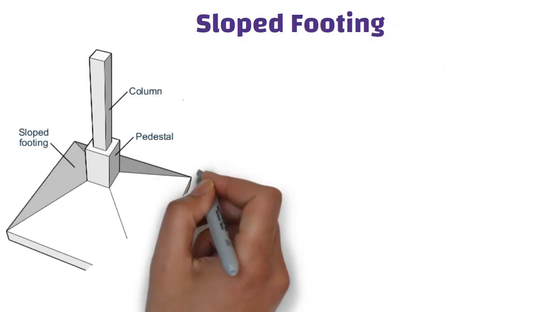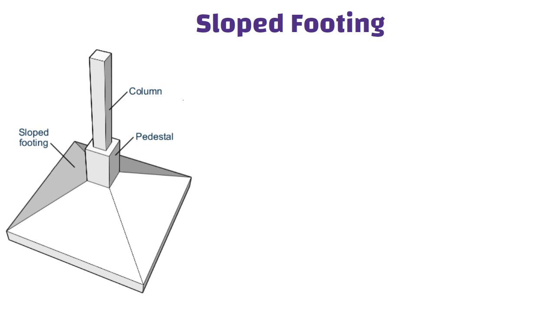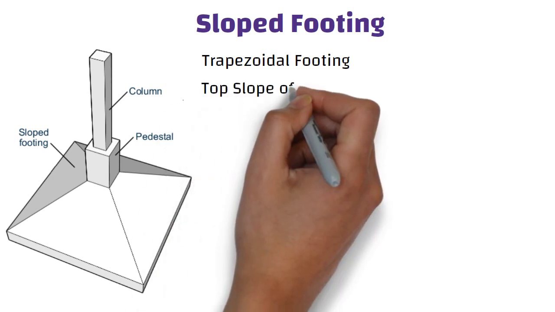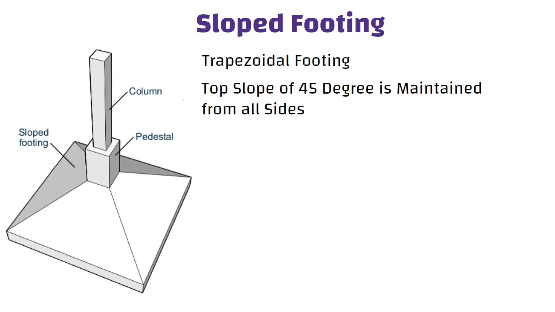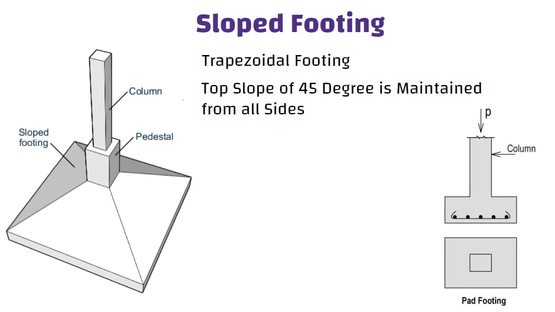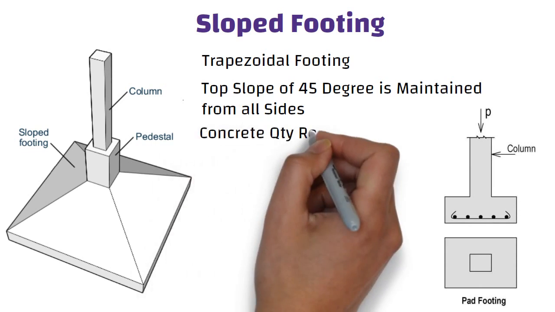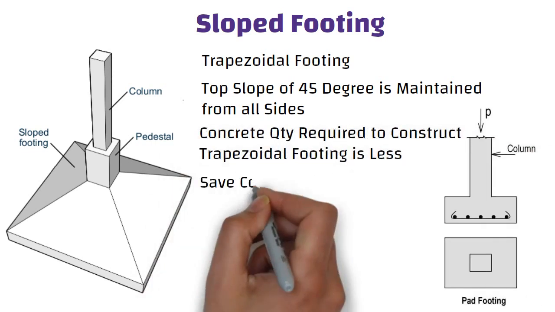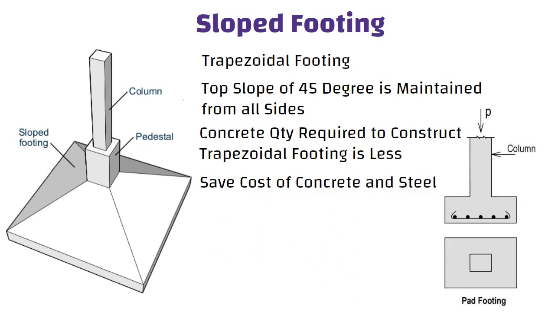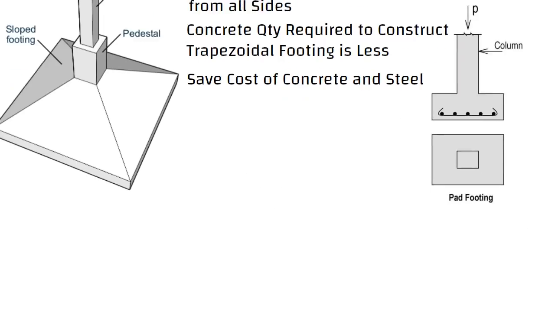Sloped footing. Sloped footings are also known as trapezoidal footings. They are designed and constructed with great care to see that the top slope of 45 degrees is maintained from all sides. When we compare trapezoidal footing with pad footing, you can see the concrete quantity required to construct trapezoidal footing is less. Hence we can save the cost of concrete and steel while constructing this type of footing.